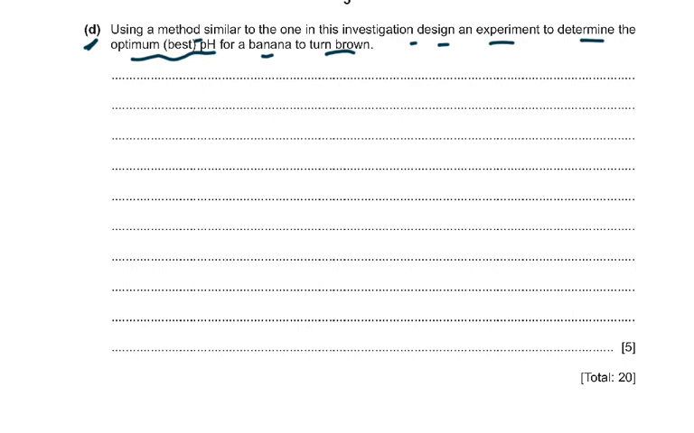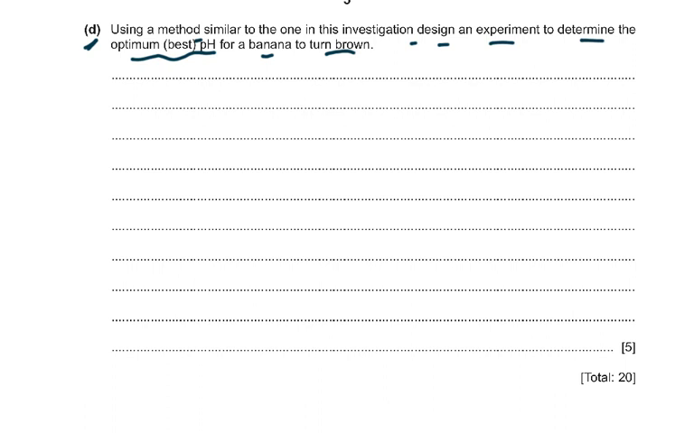The first thing which you've got to do is, because we are studying pH, you use different pH solutions. Then you freshly cut the slice and place it in each pH. After 2 minutes, you remove the slice and put it on a white tile. Then measure the time taken for each slice to turn brown. And the pH that goes brown fastest is the optimum.